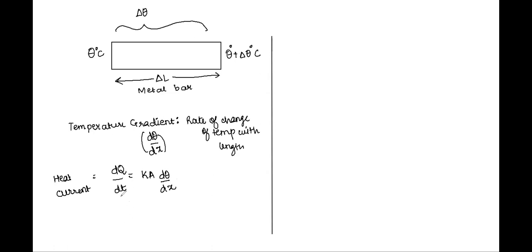This can also be written in a normal form. This dQ by dt is represented by H, or heat current, and we write this as KA. Instead of delta x, we can write delta L, or let's take that delta L value as small l length. So we have KA by L into delta theta gives you heat current. So class, this is how you talk about conduction. This is called the law of conduction.